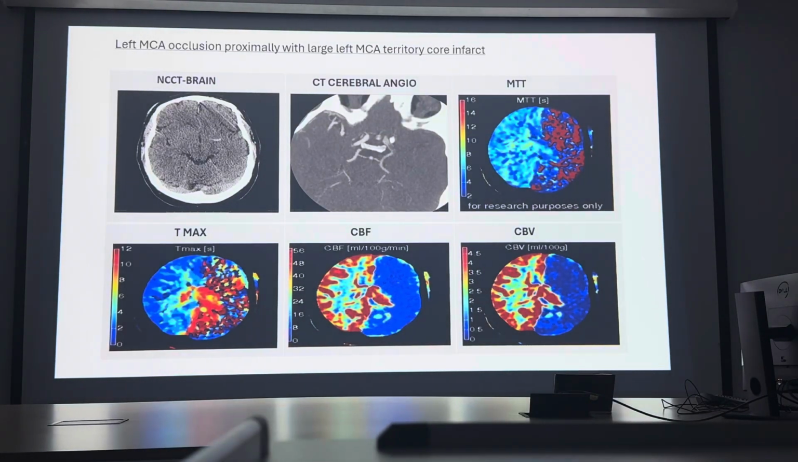This is a complete case where we have, in the non-contrast study, a hyperdense signal of density in the middle cerebral artery, which indicates thrombus, occlusion in the angio-related images, and in the color map images we have a complete match between flow, time, and volume, and the patient is known to have a complete left middle cerebral occlusion.